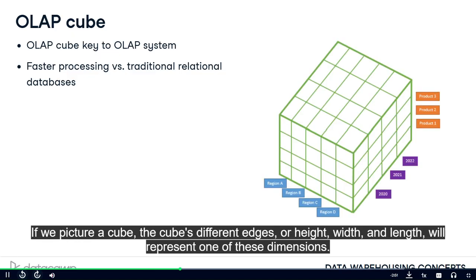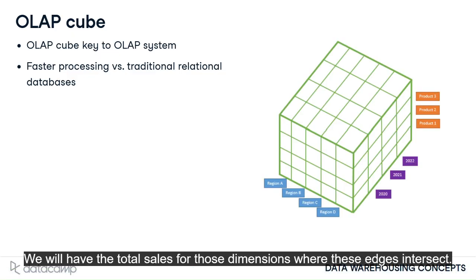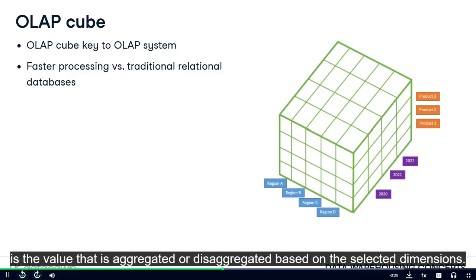Width and length will represent where these edges intersect each dimension. In this example, the dimensions are region, year, and product on the selected hypercubes.